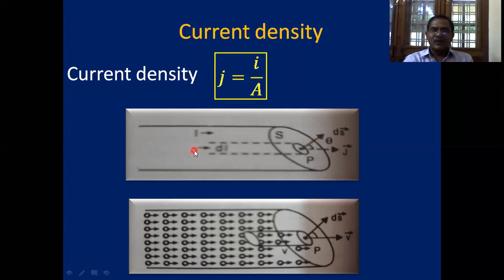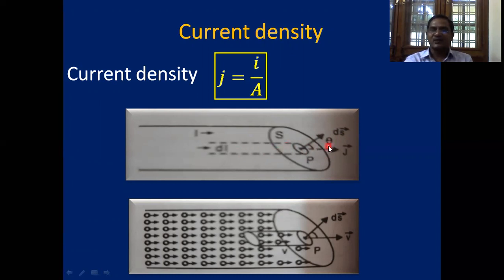Now the current is flowing through this small area element, in the direction of j bar. The direction of current at this point is along the direction of j bar. The direction of the area element is ds bar. Then the component of ds bar along j bar would be ds cos theta. So the amount of current passing through this small area element is given by J into ds cos theta. We write it as J bar dot ds bar.